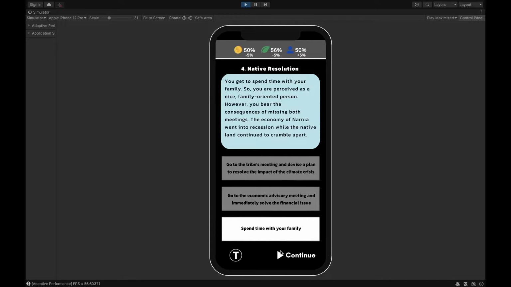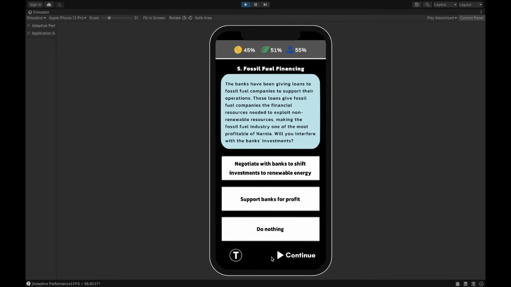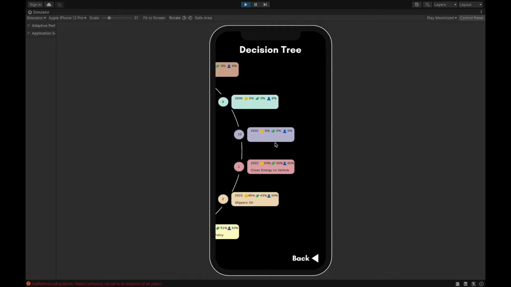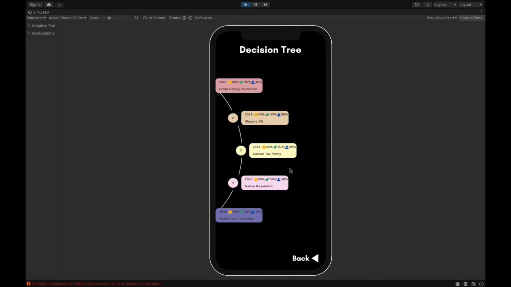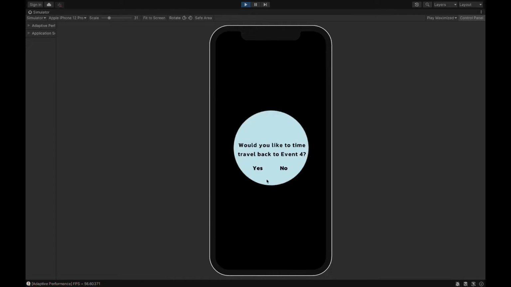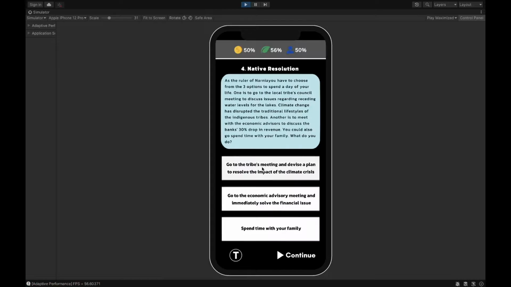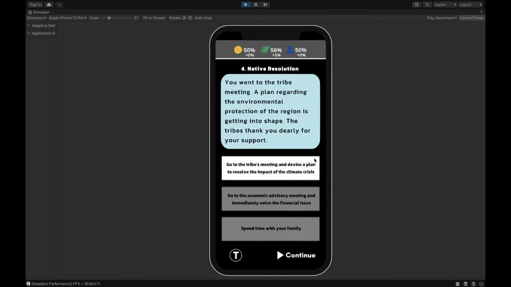So we can go ahead and actually reverse that decision if we continue and then go to the decision timeline. So I go back to native resolution, and yes, I would like to go back to event 4. And so instead, maybe the best idea is to go to the tribes meeting and devise a plan to resolve the impact of the climate crisis.